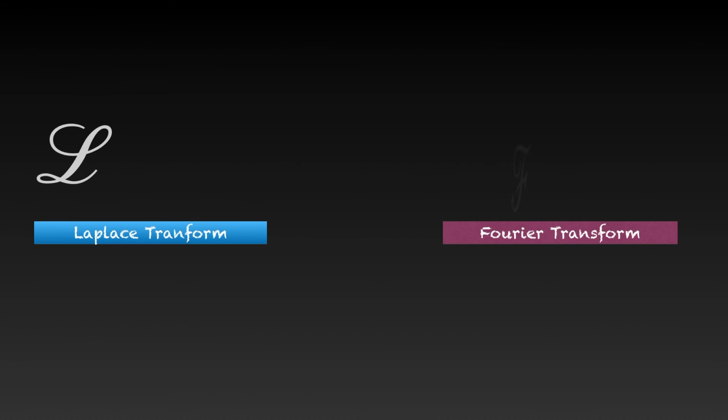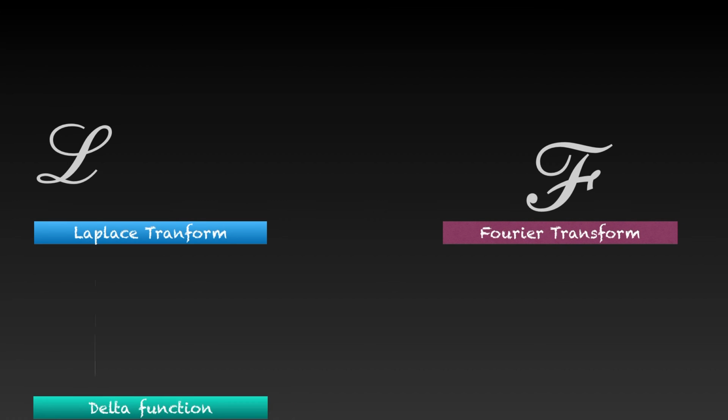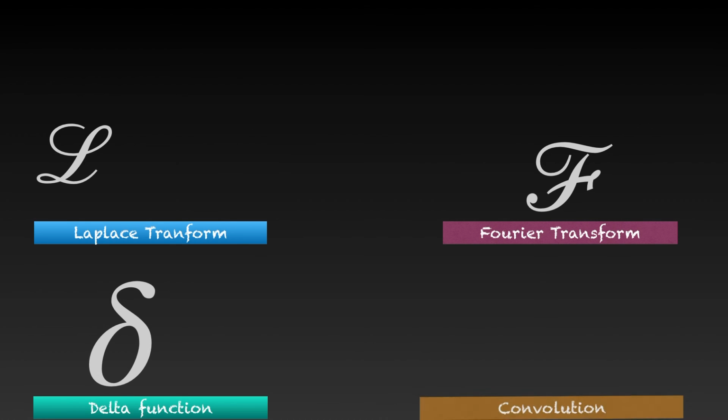This is the symbol of Laplace transform. The next one is the symbol of Fourier transform. This symbol represents a delta function. Convolution in calculus is represented by x asterisk y.